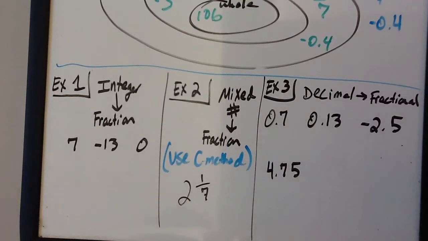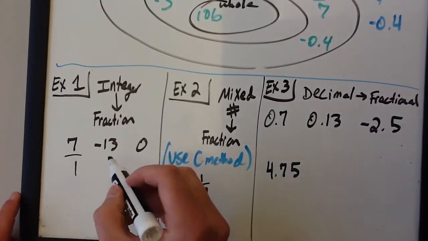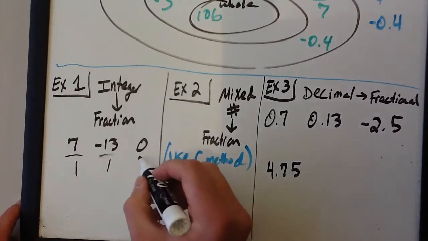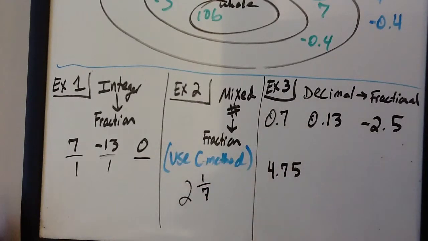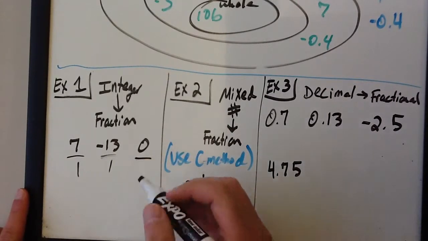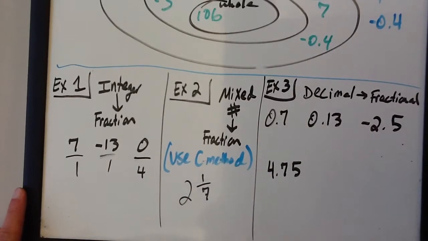All we do here is put the number over 1, like 7 over 1, that's still 7. -13 over 1, that's -13 as a fraction. 0 over any non-zero integer would work. So 0 over 5 is 0, 0 over 1 is 0, 0 over 4 is 0. As long as the denominator is a non-zero integer, that is 0 as a fraction.